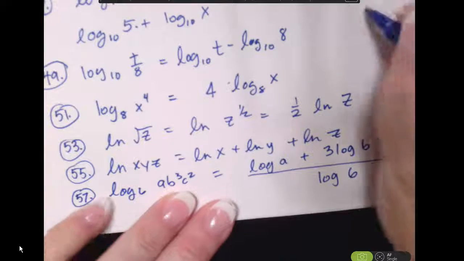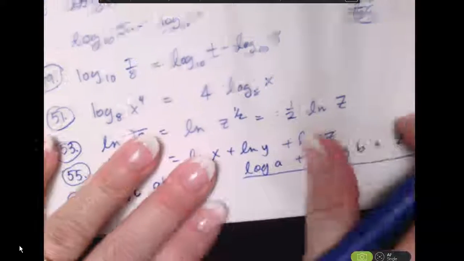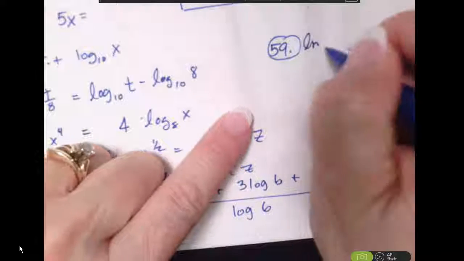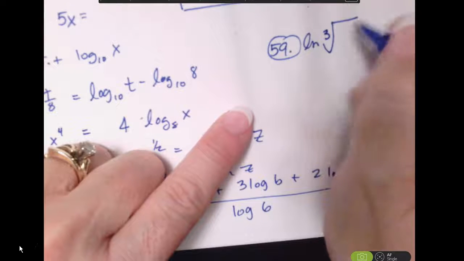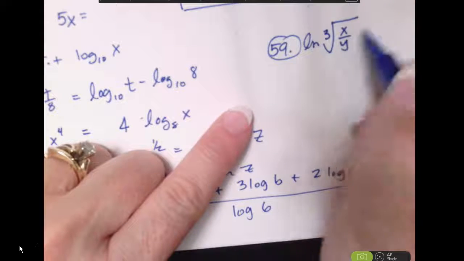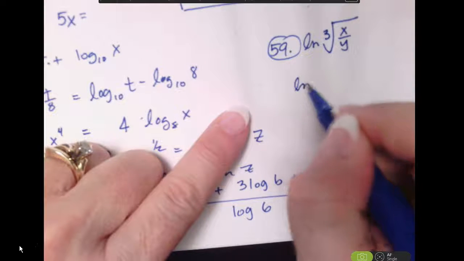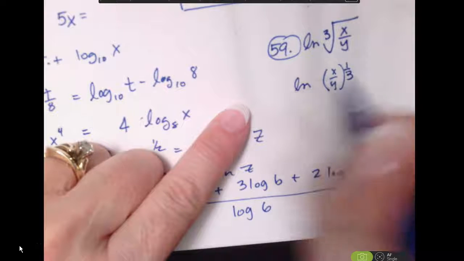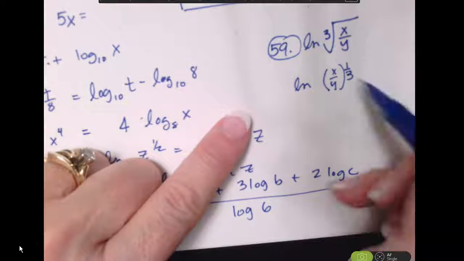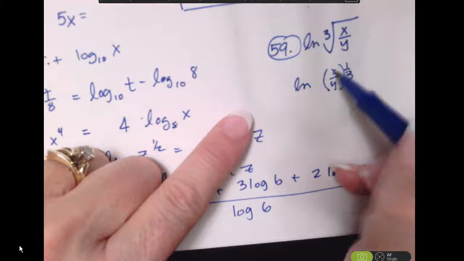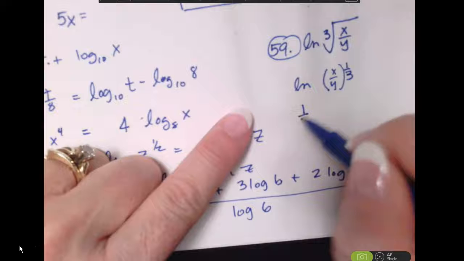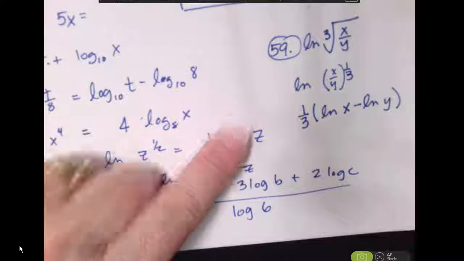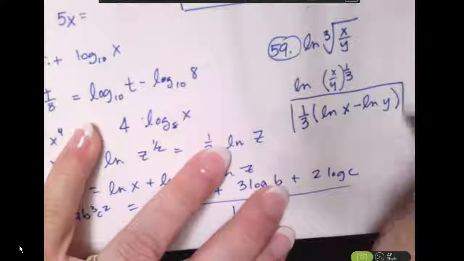And then my last problem, I'm going to squeeze that over here on the side. Number 59 is the natural log of the cube root of x over y. So I'm going to rewrite that as x over y to the 1/3. And then I'm going to use the power property and the quotient property. And I have to be careful. This 1/3 is of both. So I have to have a third of both. So I put those in parentheses. And that's my final answer.